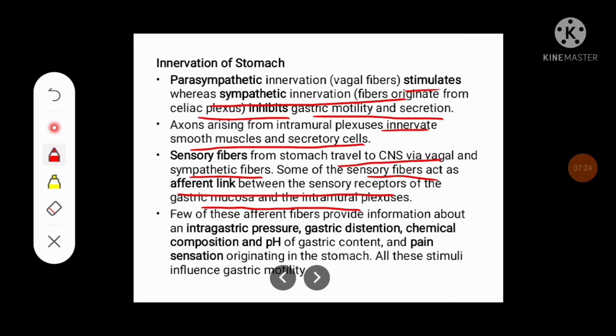Few of these afferent fibers provide information about the intragastric pressure, gastric distension, chemical composition, and pH of gastric content, and pain sensation originating in the stomach. All these stimuli influence gastric motility.